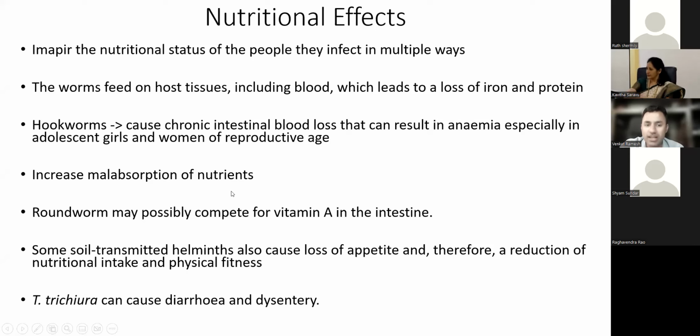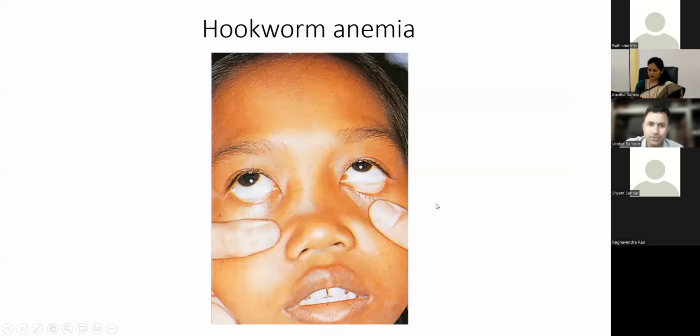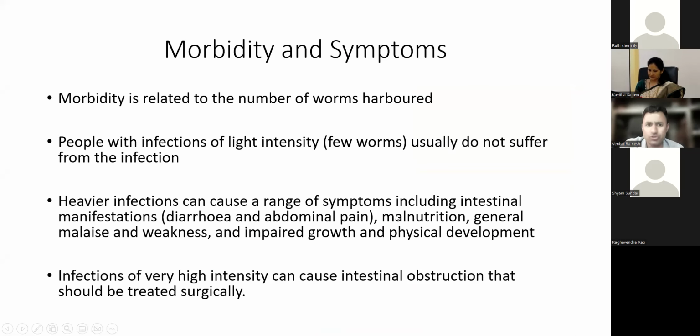It can also cause malabsorption of nutrients. Roundworm may possibly compete for vitamin A in the intestine. A lot of these infections can cause anorexia, loss of appetite, and therefore reduction in nutrition intake and physical fitness. And Trichuris can cause diarrhea and dysentery. So here you can see the hookworms, which are 1 centimeter long, attached to the walls of the jejunum by the buccal capsule. This is a manifestation of hookworm anemia.